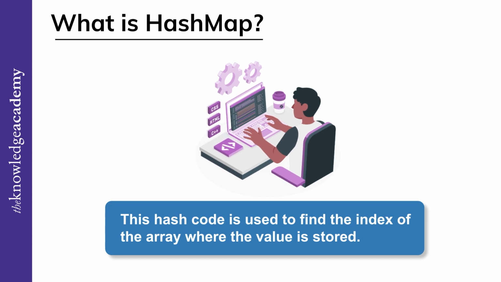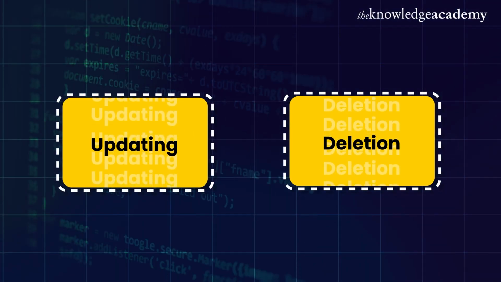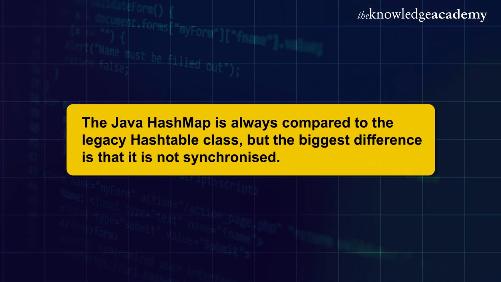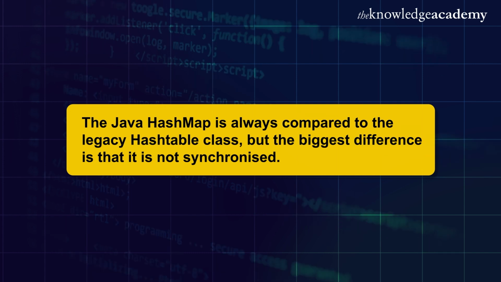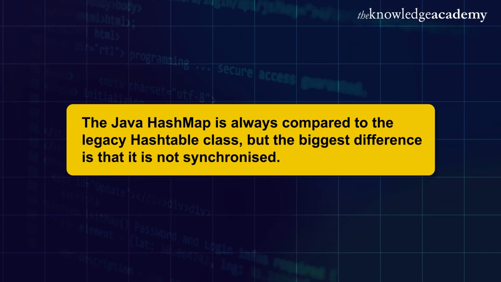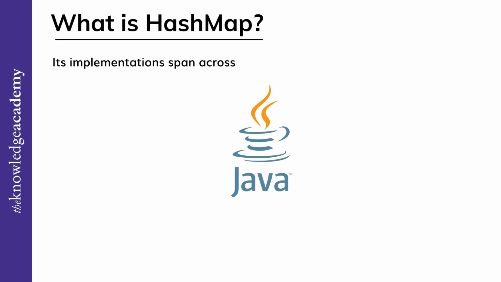If two keys have the same hash code, they are stored in the same index using a linked list. Operations like updating, deletion, etc. can be performed using the index key. Java HashMap is always compared to the legacy Hashtable class, but the biggest difference is that it is not synchronized. It is denoted as HashMap<K, V> since Java 5. The K stands for the key and the V stands for the value.